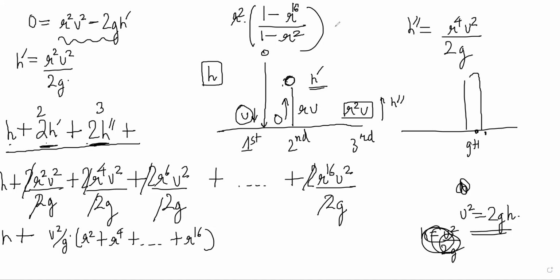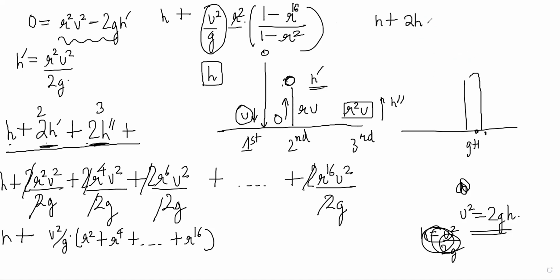Correct. The term is r square, 1 minus r square power 8 by 1 minus r square, multiplied by v square by g plus h, right? And v square by g is equal to 2h, right? Correct. So v square by g is 2h. So you have h plus 2h r square, 1 minus r power 16 by 1 minus r square.